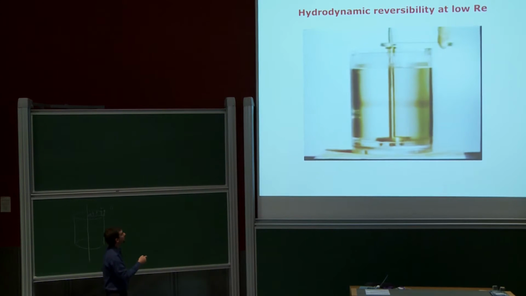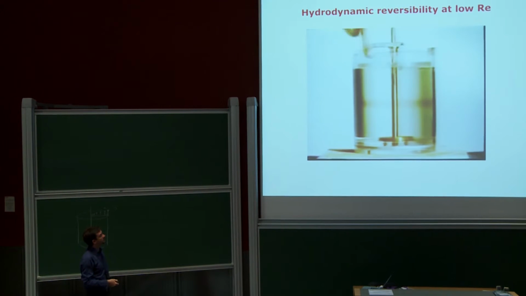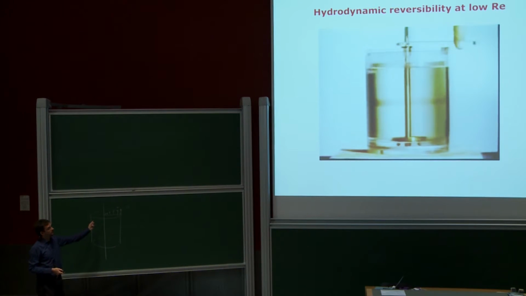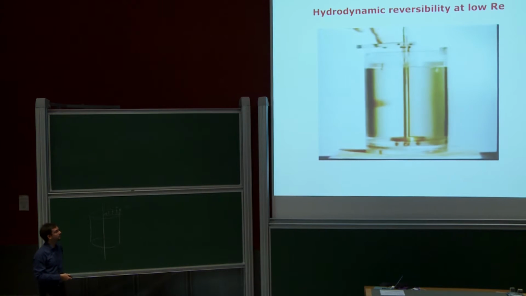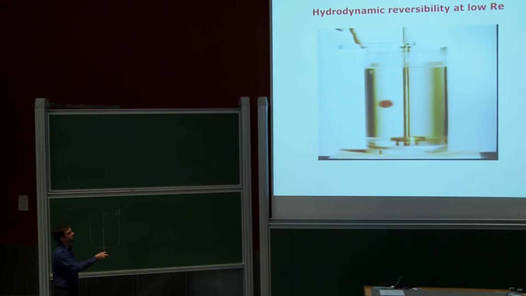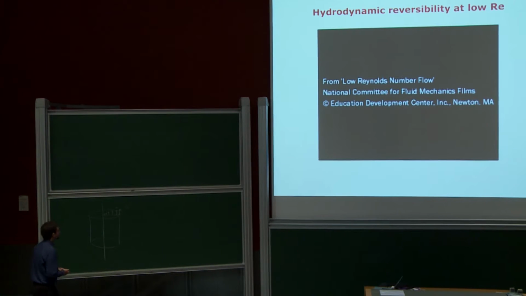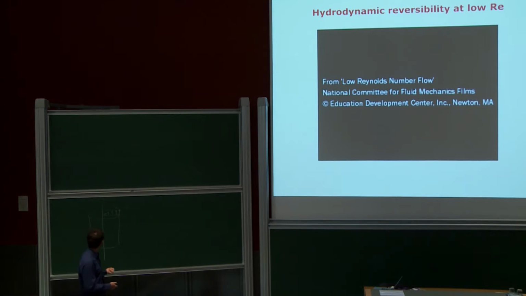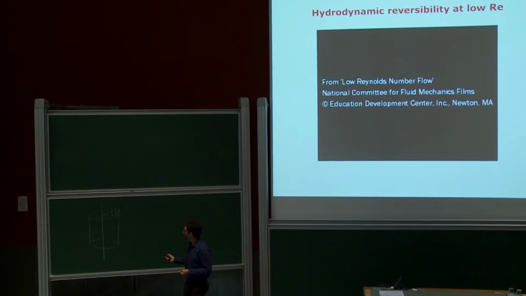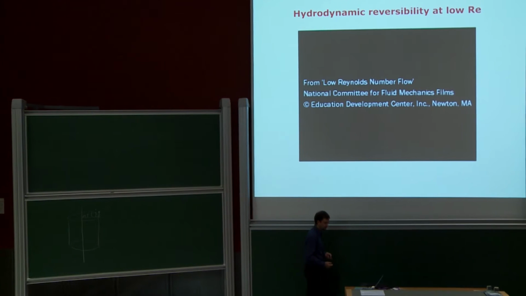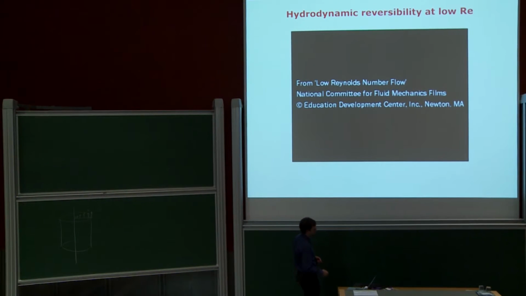And if you start now, after some time, turning back in the reverse direction, then the solution of your Stokes equation will be simply the opposite field. And at some point, you will focus again your droplet. So this is called hydrodynamic reversibility. And it works because we are in a low Reynolds number regime. And it also works because we have a very high Schmidt number. Otherwise, the droplet will simply diffuse away, and we would not see anything.